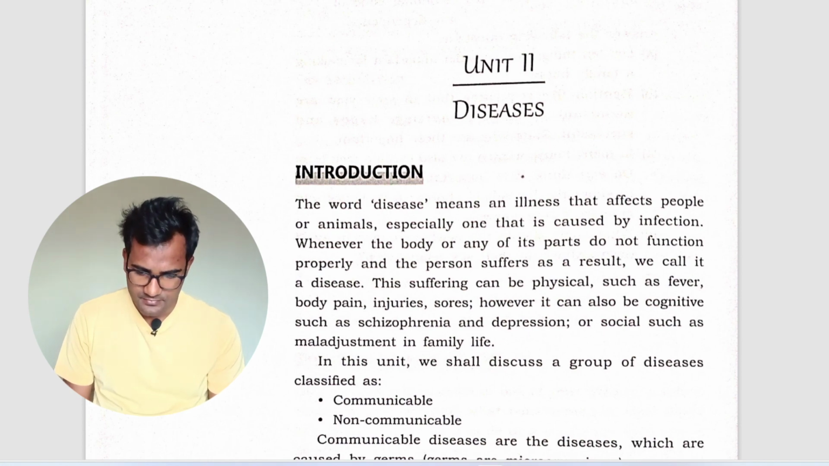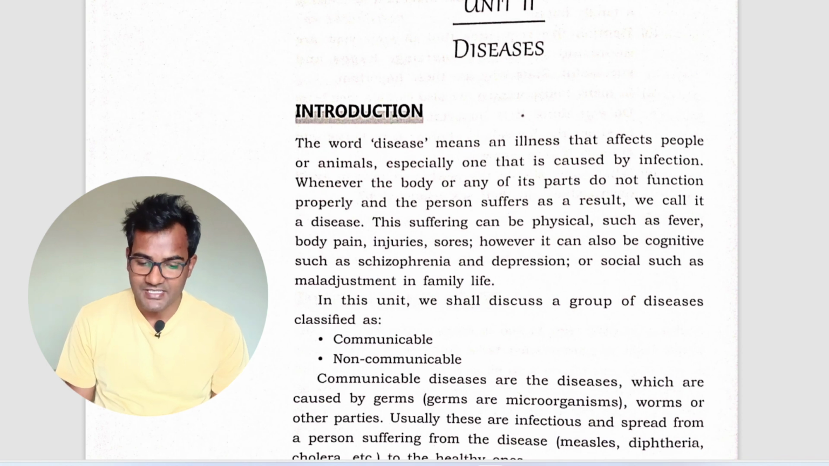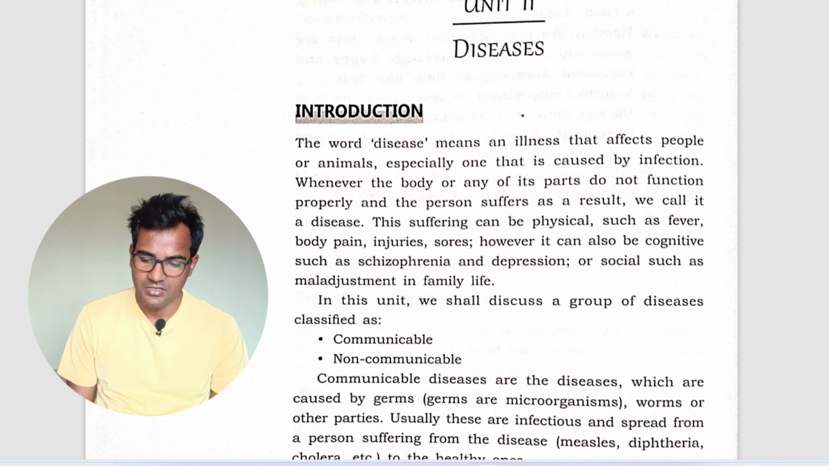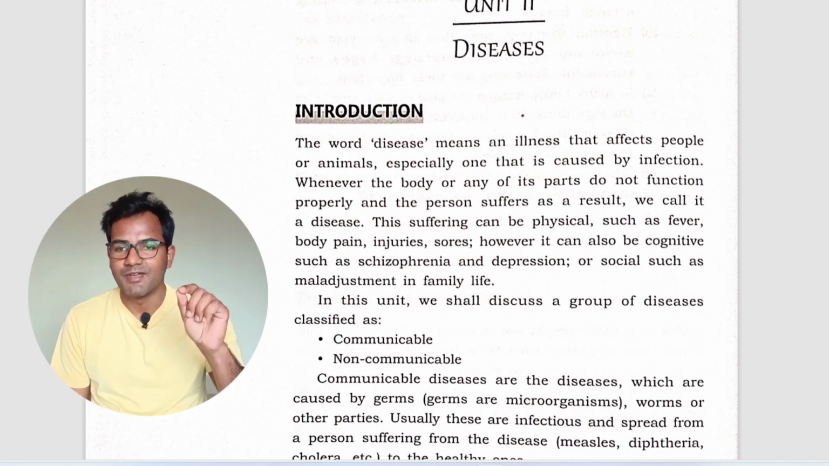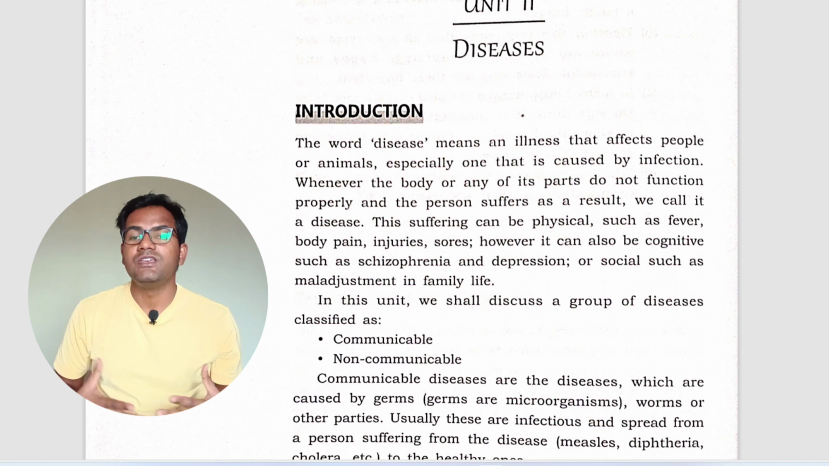So let us see. Unit 2, diseases. The word disease means an illness that affects people or animals, especially one that is caused by infection. Whenever we hear the word disease, what do you understand? The spelling is D-I-S, dis, and ease, E-A-S-E. So what does ease mean?